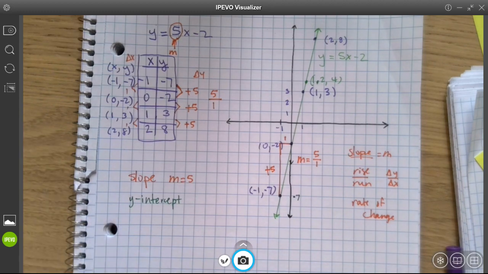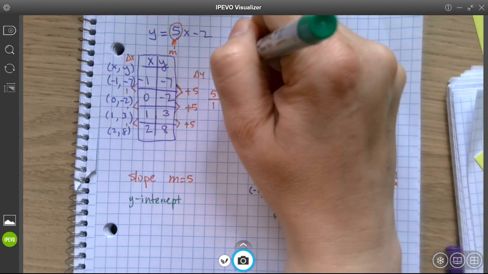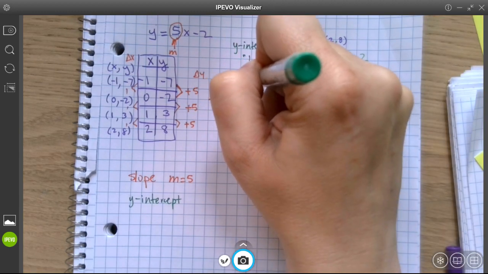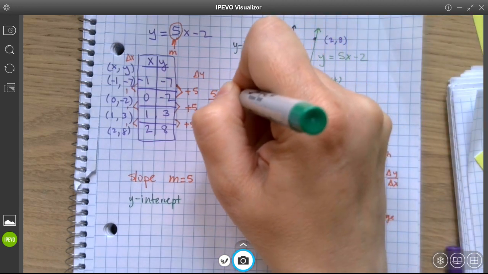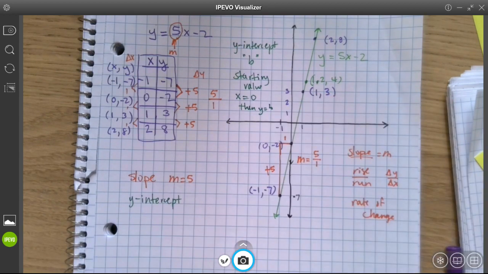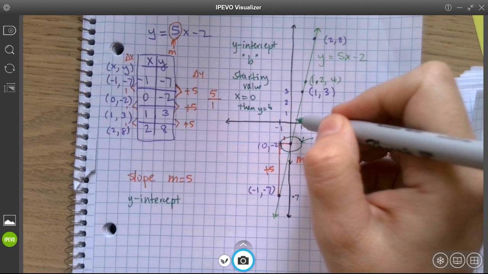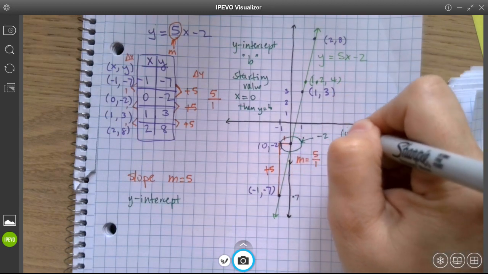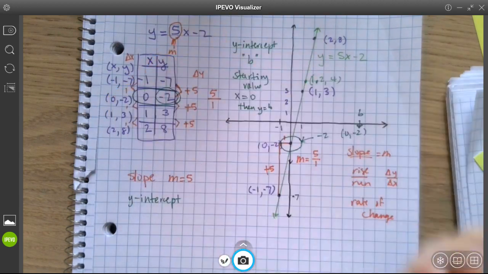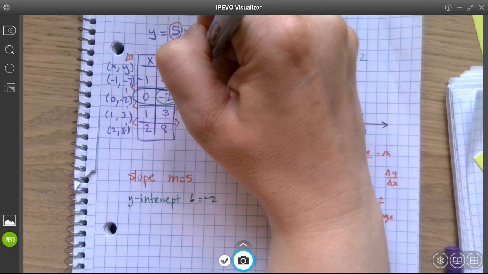Y-intercept's a little bit easier. I'll put things that we know about the y-intercept up here. Y-intercept is called b. It is the starting value. And it's the y value when x equals 0. So right here, this is the y-intercept, and it crosses at -2. So the y-intercept is -2 because it's at -2. So I got the point 0, -2. That's the b value. I can see that right here. -2 is the b value. And then right there, the b value is -2.